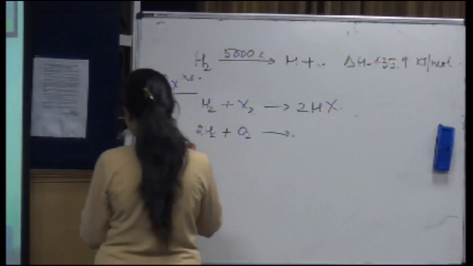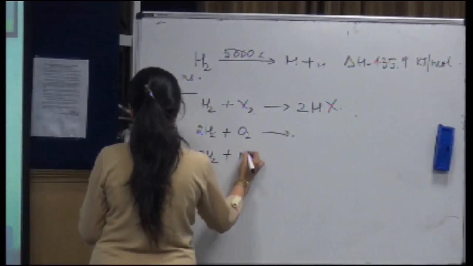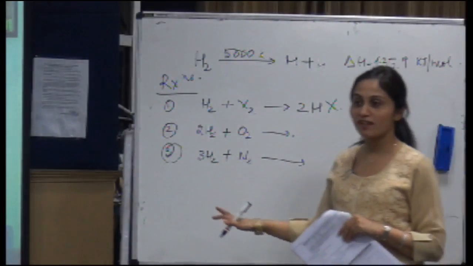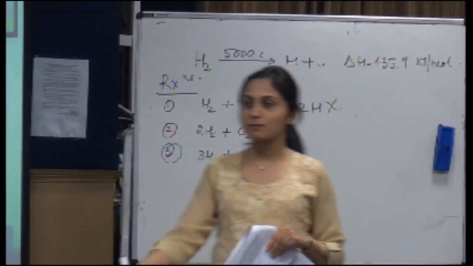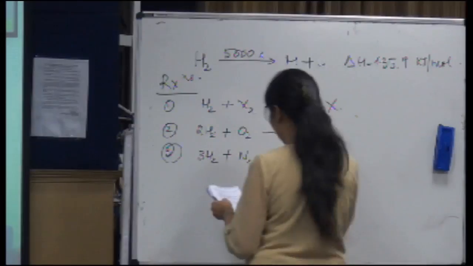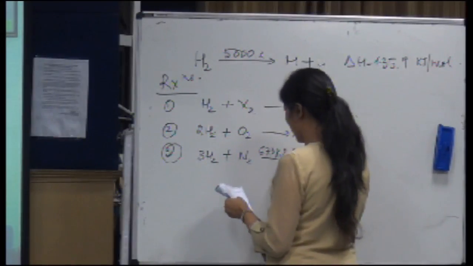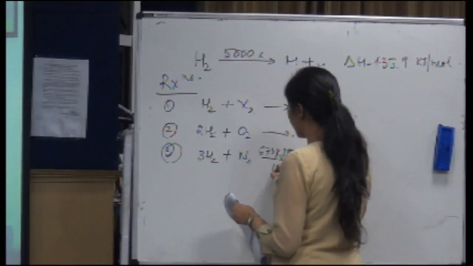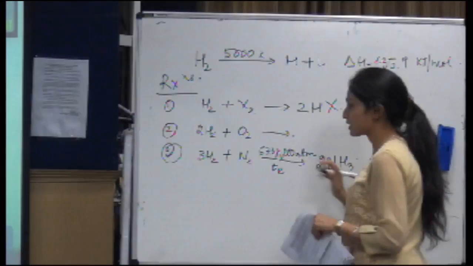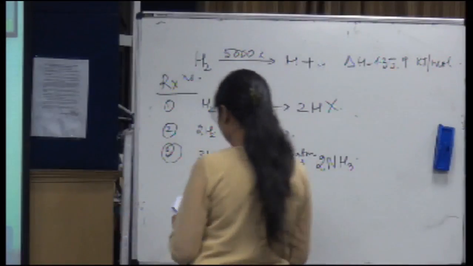Then with nitrogen, very good. With nitrogen it forms ammonia. What is the significance of this method? This method is known as Haber's process. And what are the temperature and conditions? 673 Kelvin, 200 atmosphere. Then it requires a catalyst also to form 2NH3. So this is Haber's process, which will be used time and again in your chemistry now.